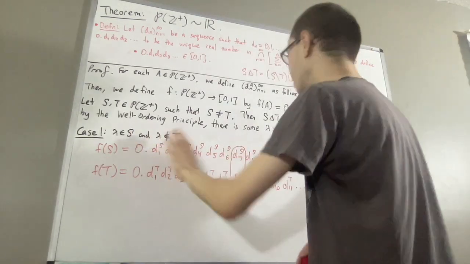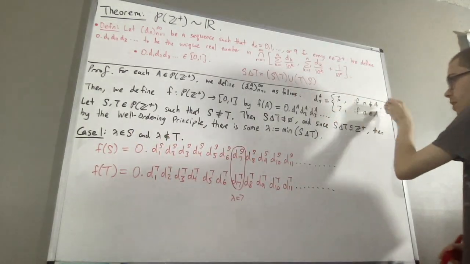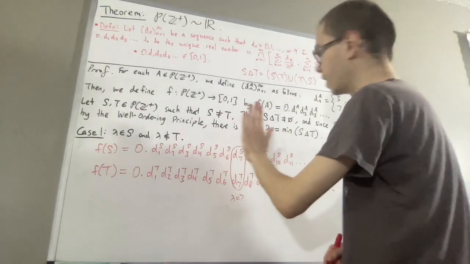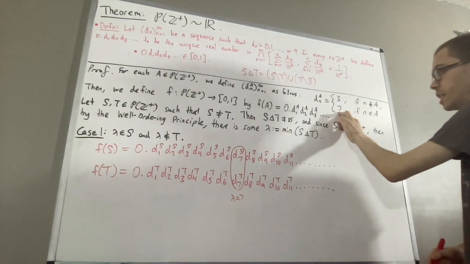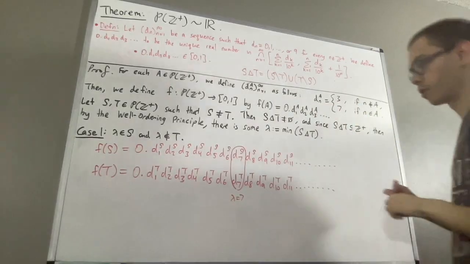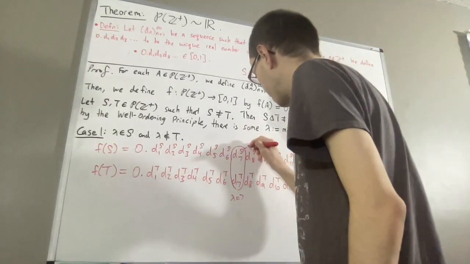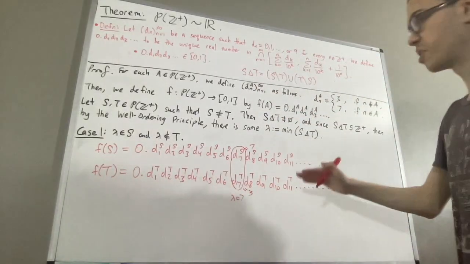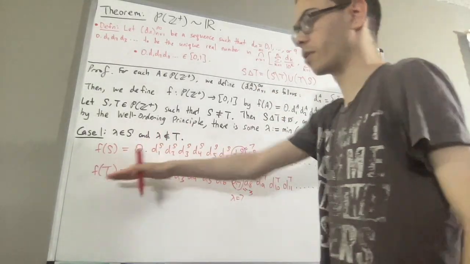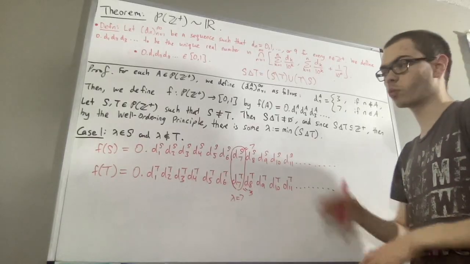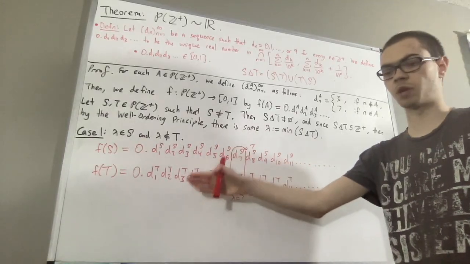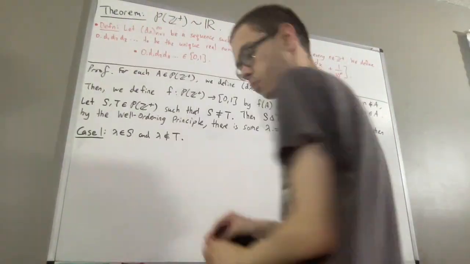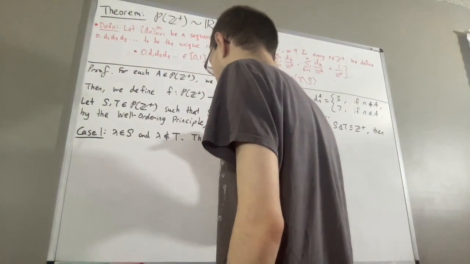If this happens, then according to how we defined these sequences, d lambda s will be equal to 7, and d lambda t will be equal to 3. So this is 7, this is 3. We're going to end up showing that f of s is greater than f of t. So that's what we're going to show in this case. We're going to show f of s is greater than f of t. So what do we see?